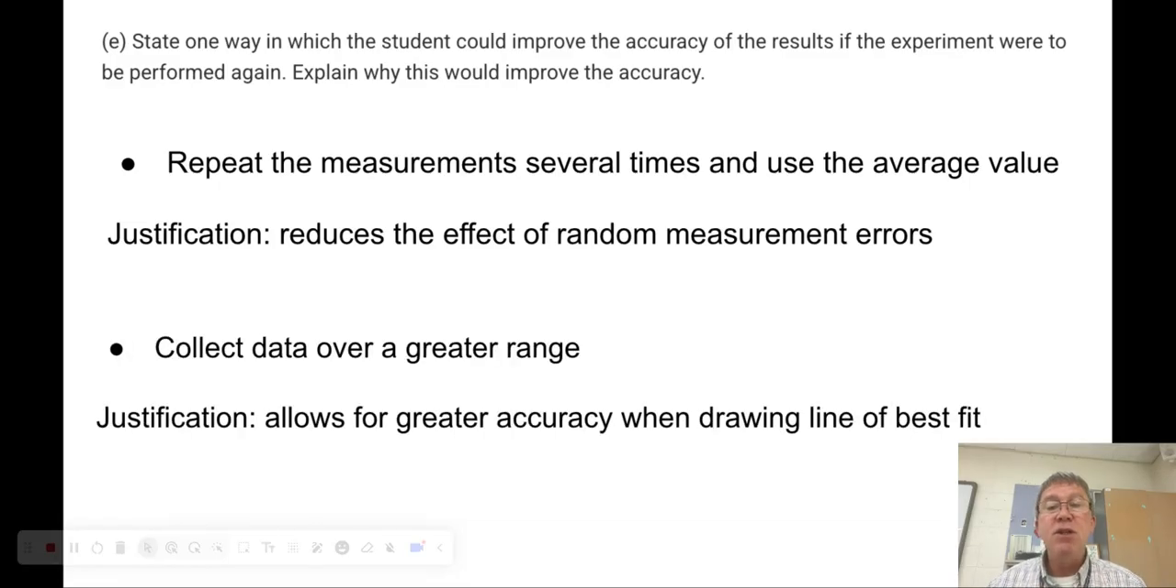Use that one. Another one you could say is to collect the data over a greater range. Your justification is that it gives you a better ability to draw an accurate best fit line. If your data is kind of crunched in, your best fit line is hard to do. But if you collect it over a greater range, you have a better ability to do that.